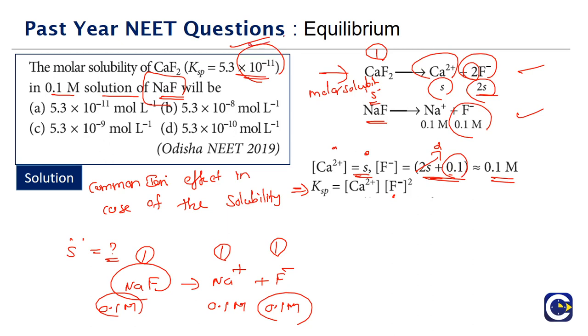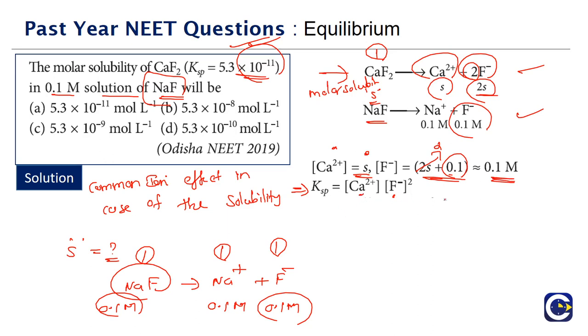We are making it based on the order of the Ksp value. What is the order of the Ksp value? 10 power minus 11, and typically this is in the cube range. The Ksp is in the cube range of molar solubility, which means we can neglect the value of the F minus coming from the CaF2 in comparison to the value of F minus coming from the NaF dissolution. So we will take the F minus concentration to be approximately equal to 0.1.